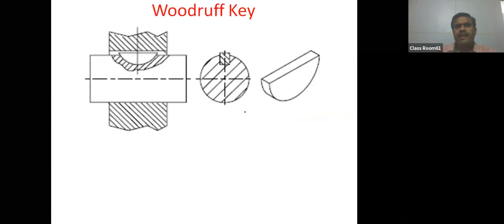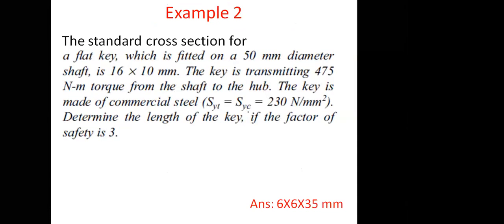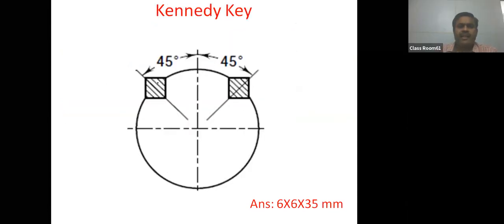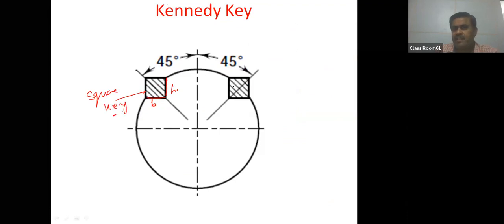So I am coming to the Kennedy key diagram. This is the diagram for the Kennedy key. So look, this is B, this is H. So width of the key, height of the key. Again it is a square key, because B equal to H. So this is key 1, first key, and this is key 2. It is again a square key. It is having width B, height equal to H.